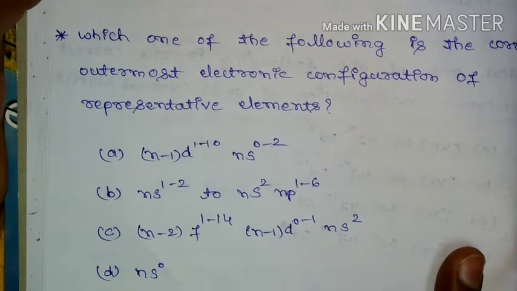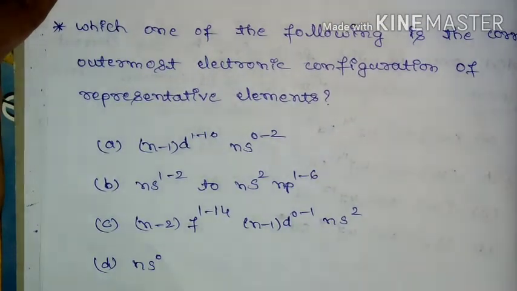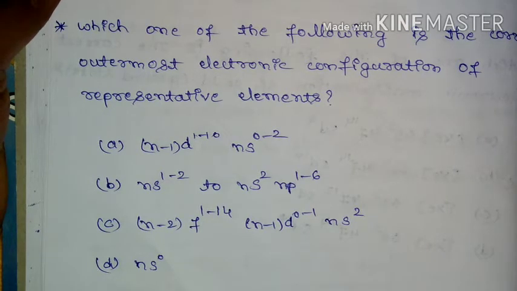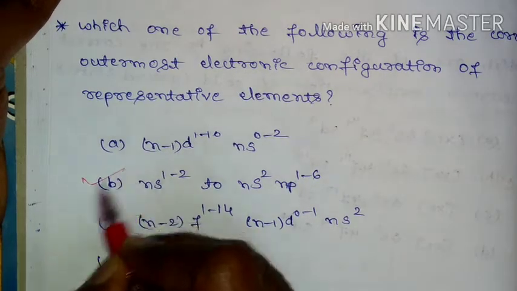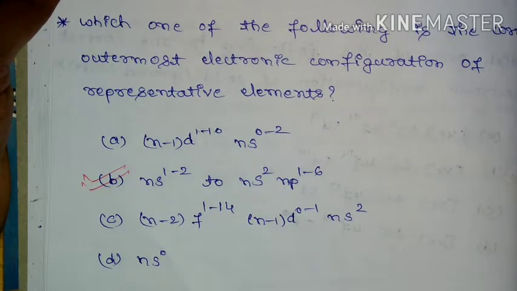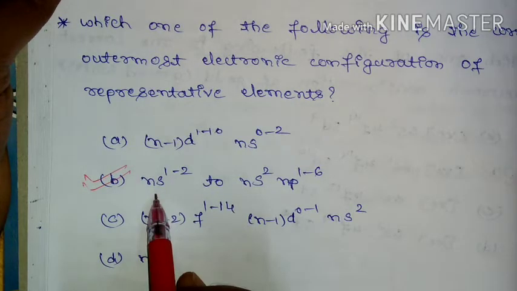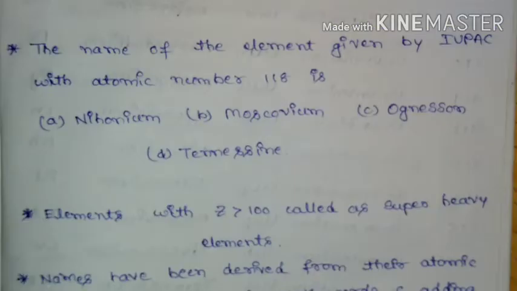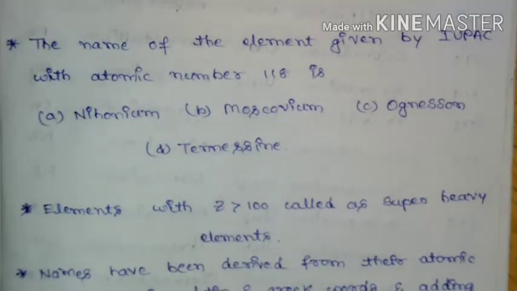So based on that block diagram of the periodic table, we came to know that the outermost electronic configuration of representative elements is ns1 to 2 and ns2 np1 to 6. That is for S block elements, and this is for P block elements. So the next question is: name of the element given by IUPAC with atomic number 118.